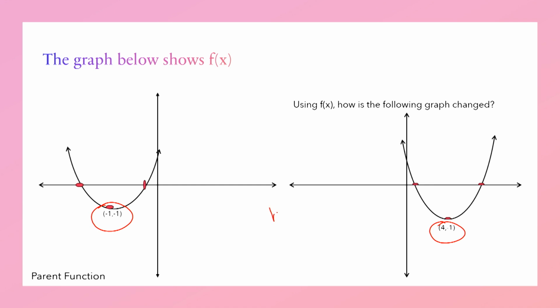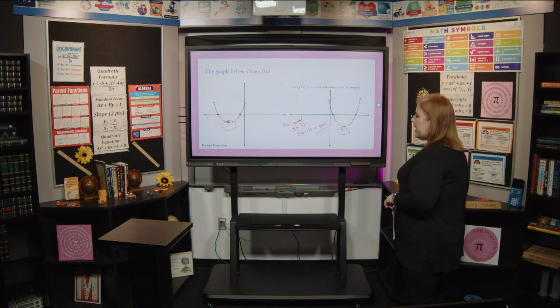I went a horizontal shift 5 units. Good job. 5 units to the right. Good job. I heard somebody say that. So I went a horizontal shift 5 units to the right. Well, let's go back and look at that other one.